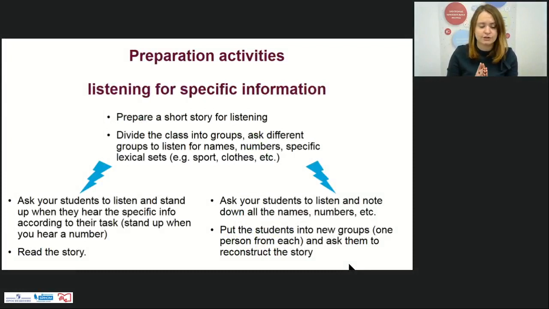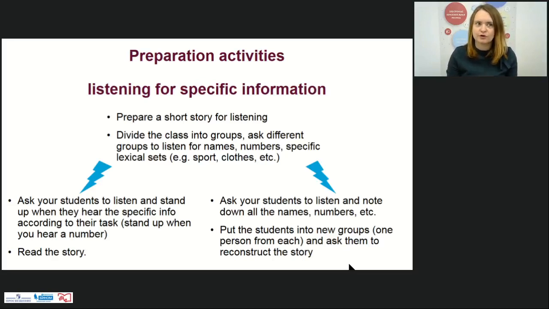Okay, so we're going to have a look at some preparation activities which are focused on a certain skill. So this one is going to be for listening for specific information such as clothes, numbers, colors, and such like. What are you going to do? If you have a class, it actually works with bigger classes and with smaller ones too. Just make sure you have enough information for them. So you divide the class into certain groups.